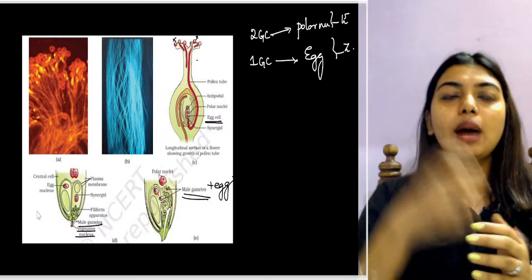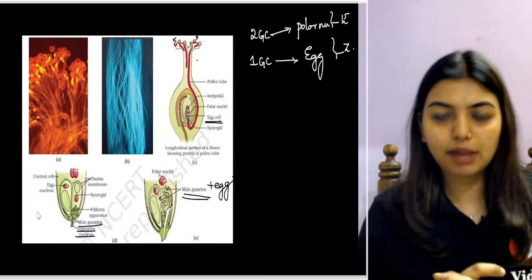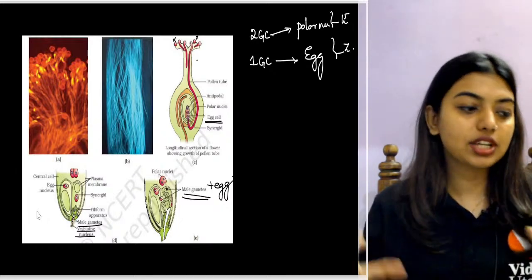Now I'll teach you about how double fertilization happens, triple fusion happens. By this, this portion will be over, sexual reproduction in flowering plants.